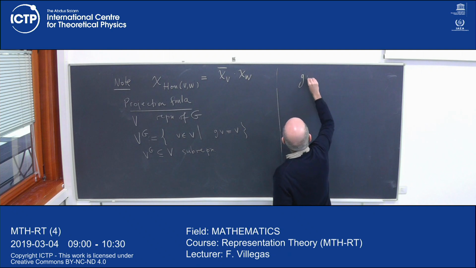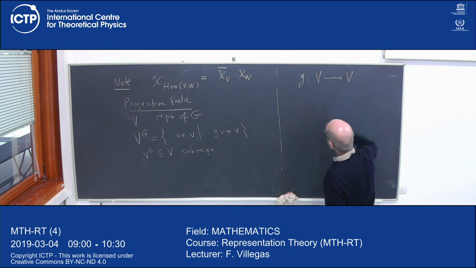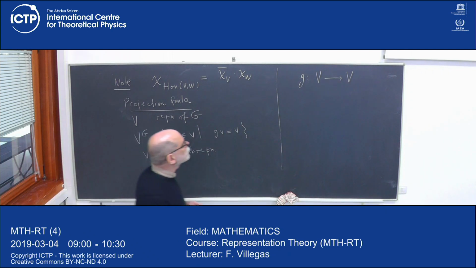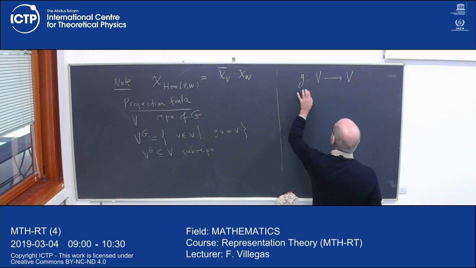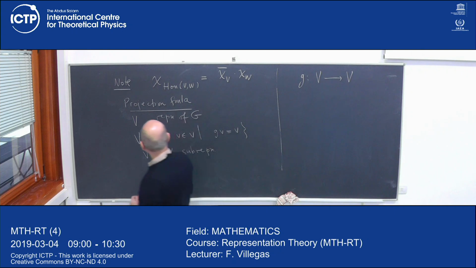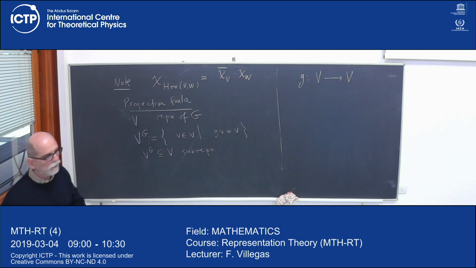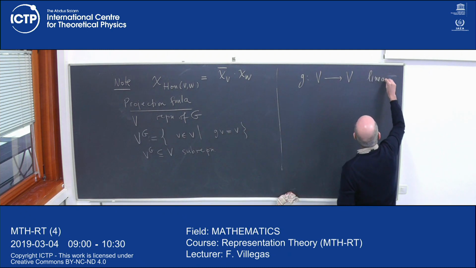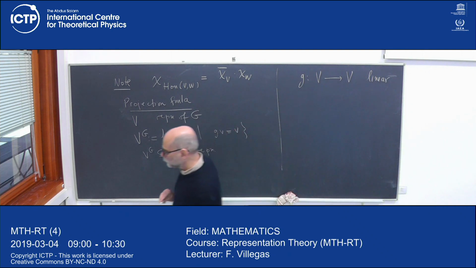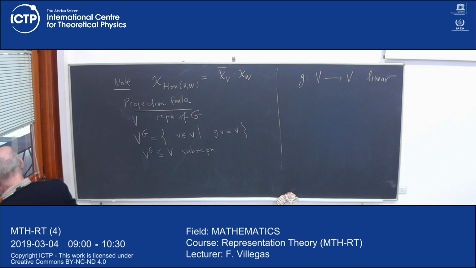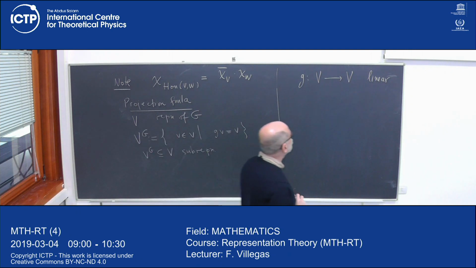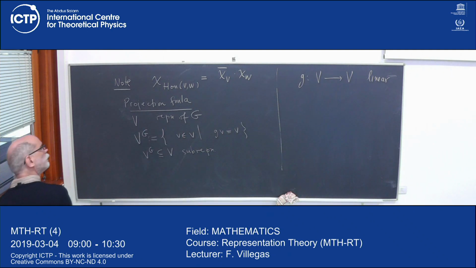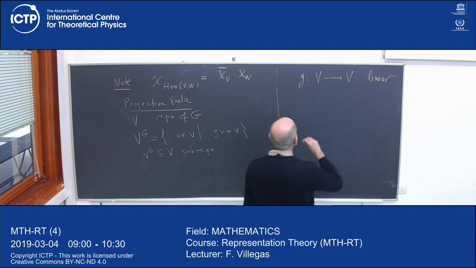So V to V, I'm abusing notation now. I hope it's by now clear what this means. We're given a representation, so it makes sense to talk about G as a linear map from V to V. I don't write rho of G anymore. So this is linear by definition, but it may not be G-linear. Okay, it will be G-linear if it commutes with all the other ones, but typically this will not be the case.